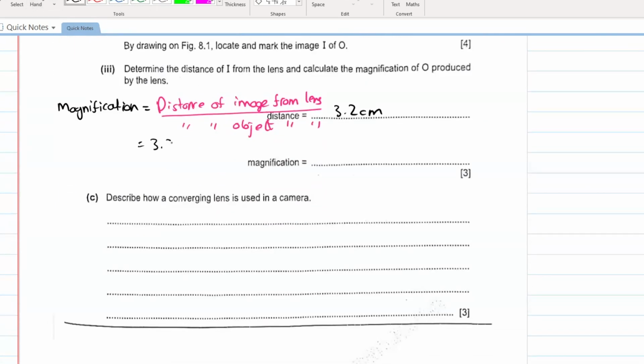Yes, 3.2 divided by 9. Let's do that. 3.2 divided by 9. Your answer comes out to be 0.35 is your linear magnification.